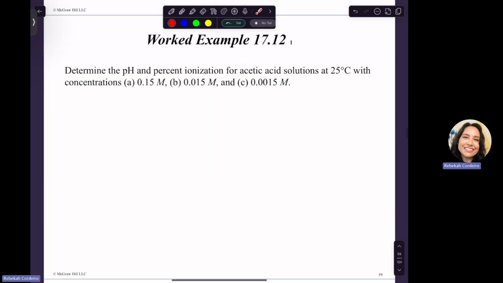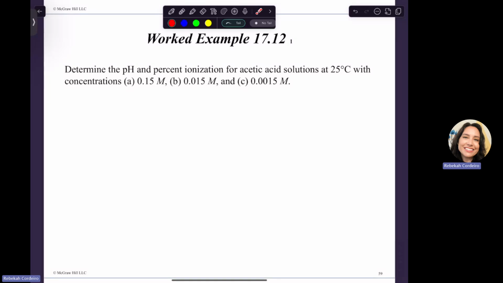Why don't you try? Determine a pH and percent ionization for acetic acid solutions that start with these concentrations. So set up a chart for each of those initial amounts and see what happens to the percent ionization as you go. You're also going to calculate the pH.